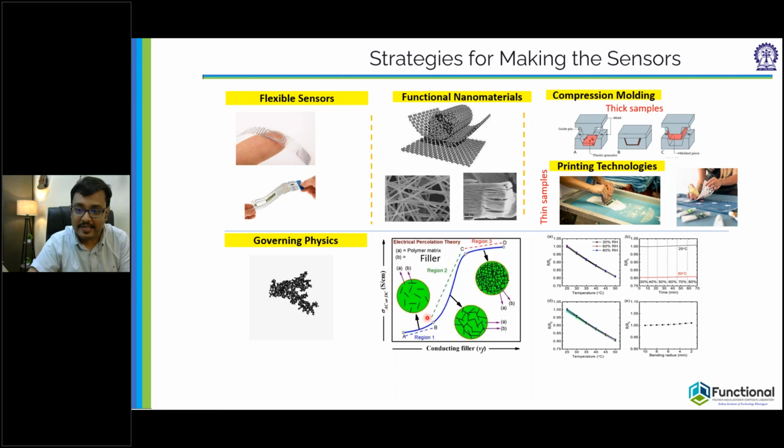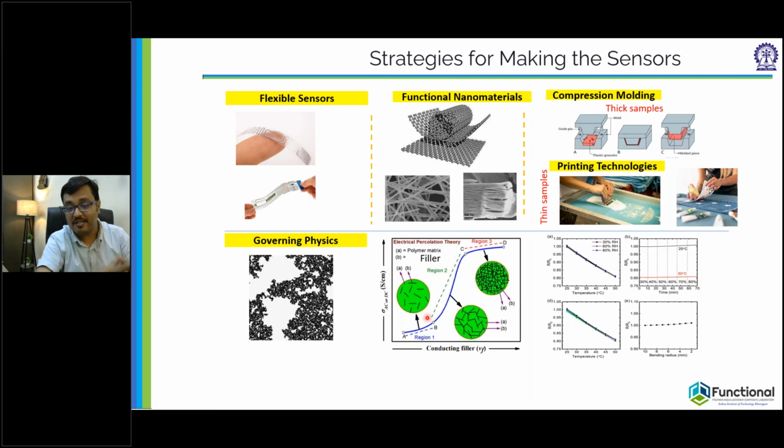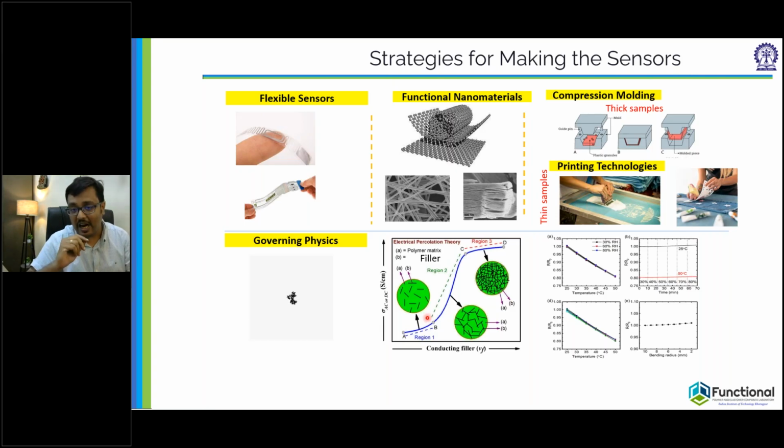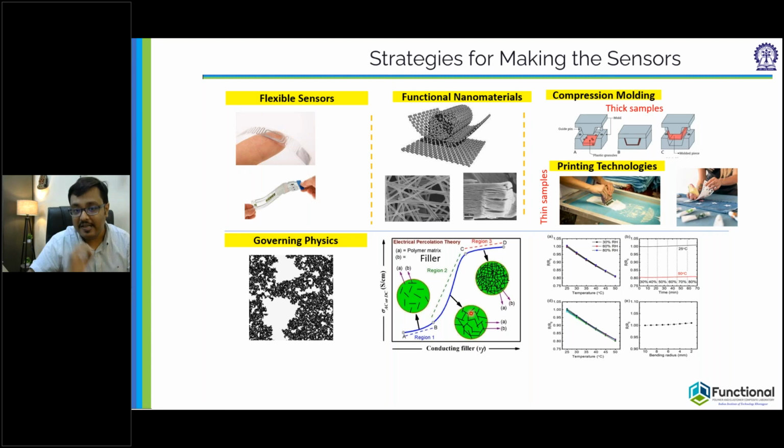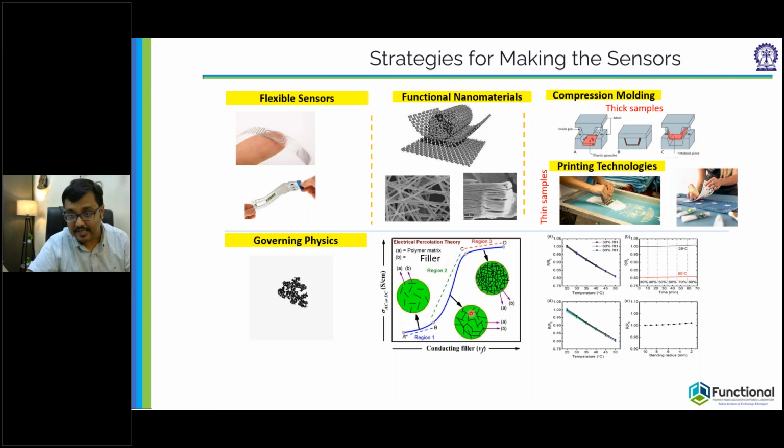So what people do is they strain the sample and check the relative resistance value. If the change in the relative resistance value is very high, that indicates that the sample is extremely sensitive. If the value of delta R by R0 is small, that means it cannot show much change. So we are playing around this sensitive region, and that's what brings in the sensitivity of the rubberized sensors that you are making. A higher delta R by R0 value indicates higher sensitivity of the sensors.